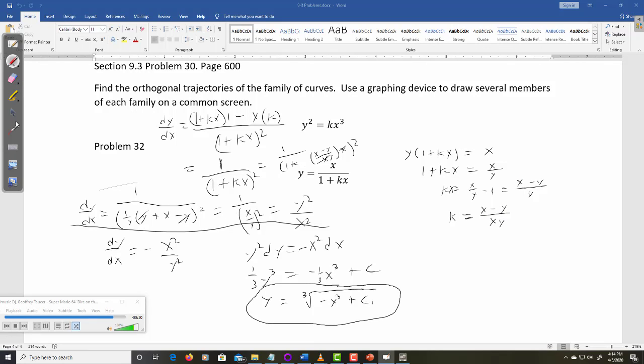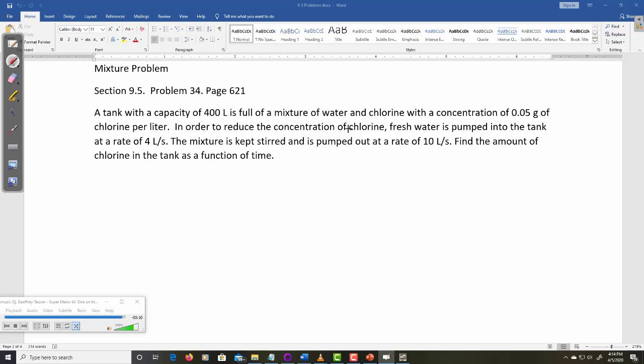All right, let's talk about mixture problems. So this is problem 34 from section 9.5 in Stewart's Calculus, page 621. Let's read it and then talk about it. A tank with a capacity of 400 liters is full of a mixture of water and chlorine with a concentration of 0.05 grams of chlorine per liter. In order to reduce the concentration of chlorine, fresh water is pumped into the tank at a rate of 4 liters per second. The mixture is kept stirred and is pumped out at a rate of 10 liters per second. Find the amount of chlorine in the tank as a function of time.